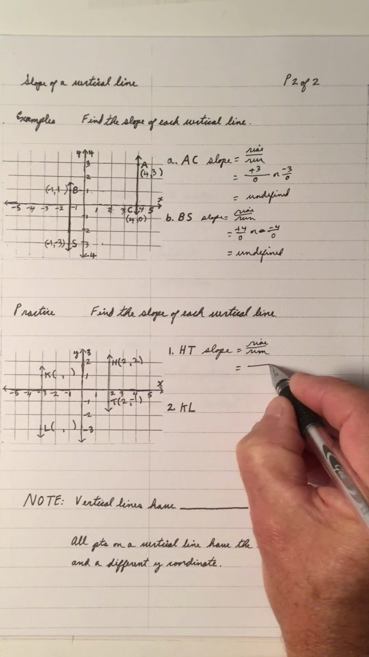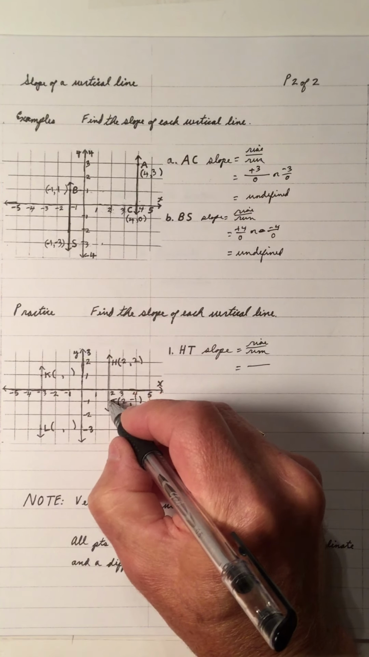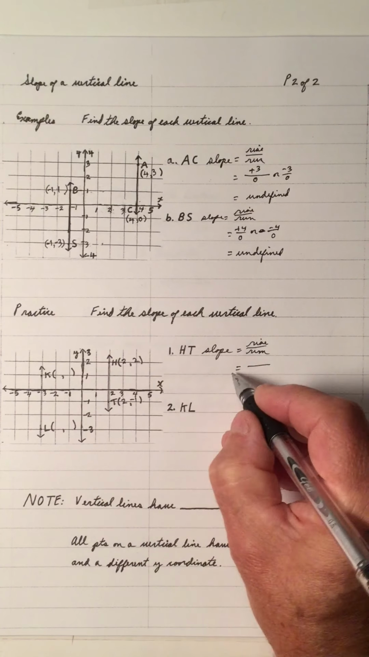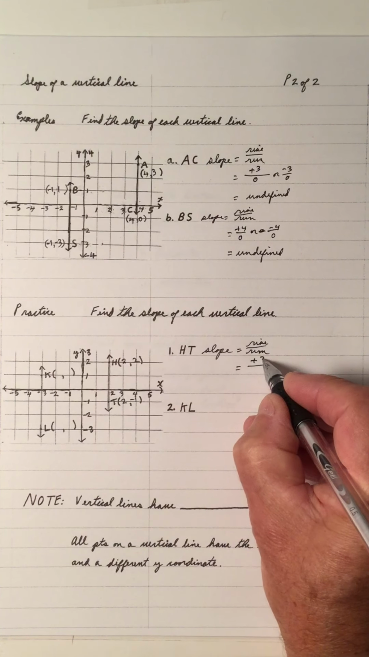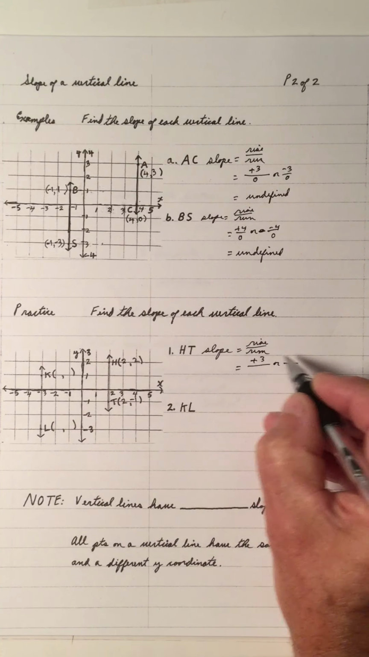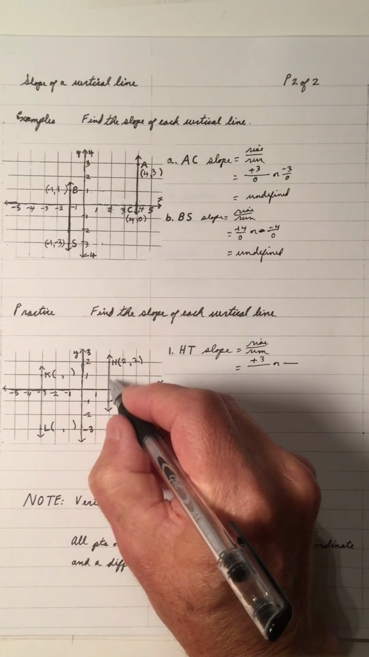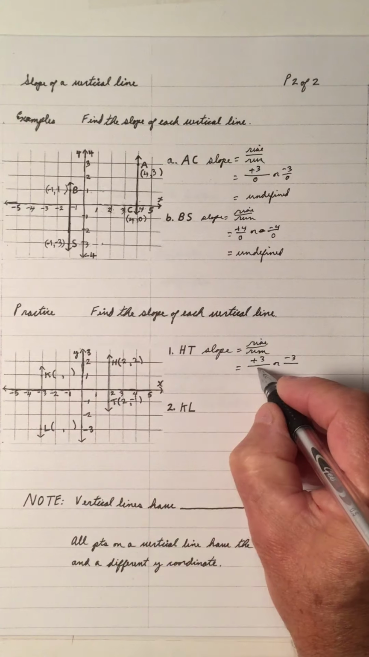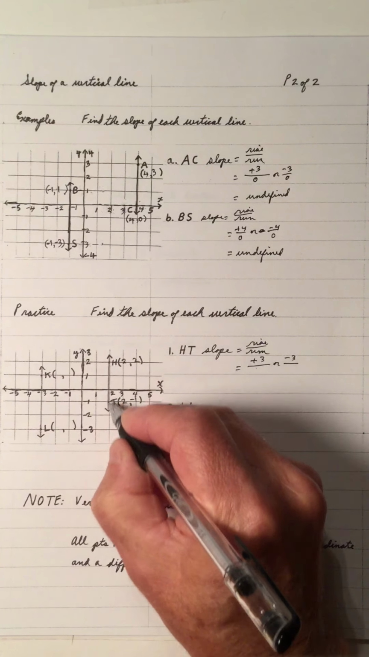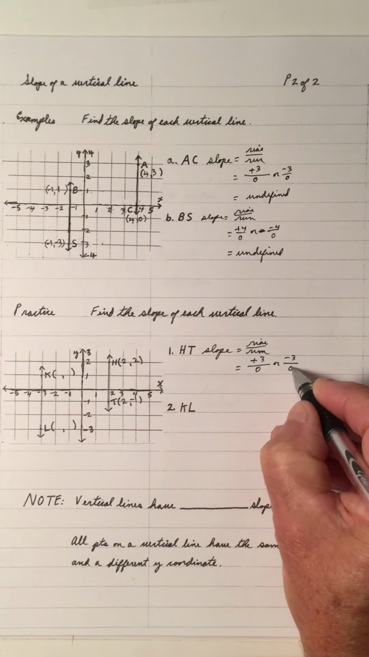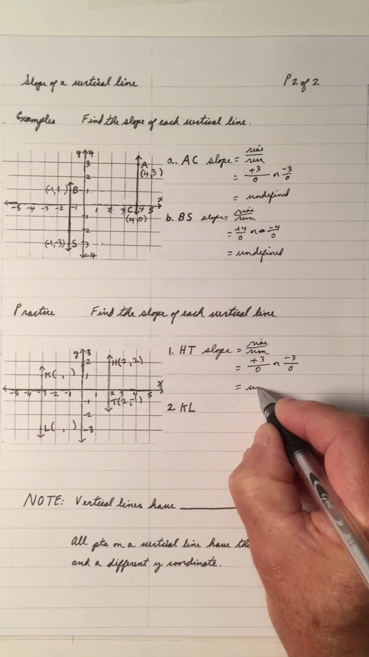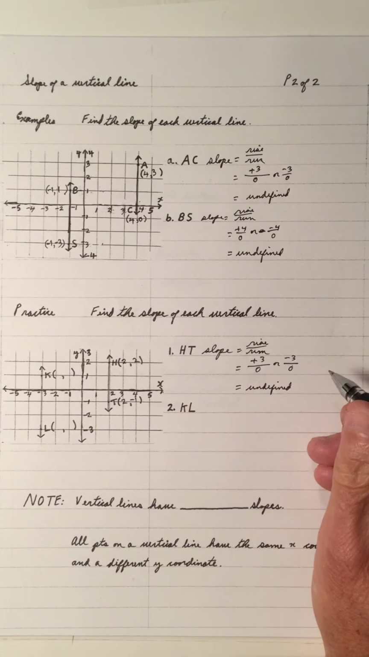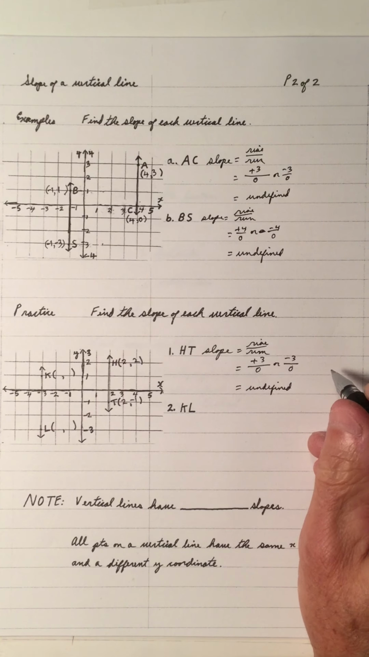The rise from T to H is 1, 2, 3, so it's a plus 3. Or we could go from H to T as a minus 3. And the run is neither going left or right, it's just straight up and down. The run is 0 for either one of them. And division by 0 is an error on the calculator, which means it's undefined in math.